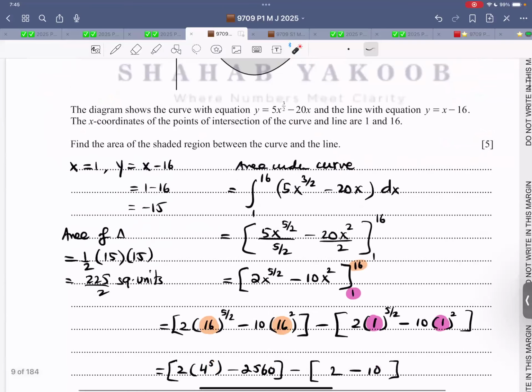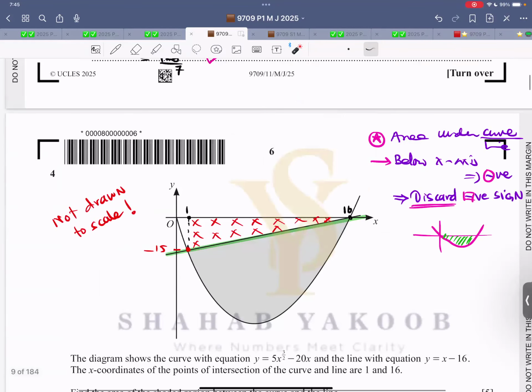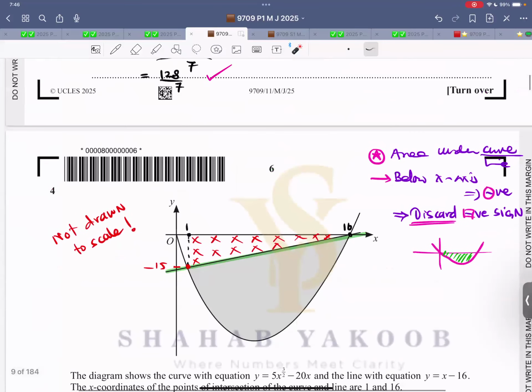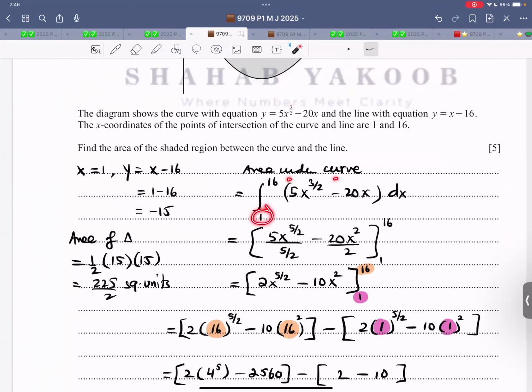I want you people to have a look. When x is 1, y is negative 15. Now, this diagram is definitely not drawn to scale. Now, look at this. This is 16 and this much is 15. So it's definitely not drawn to scale. When x is 1, y is negative 15. I plugged in the line equation because that was easier. Area of triangle, half into base into height. The base is 15, height is 15. Area under the curve between 1 and 16.